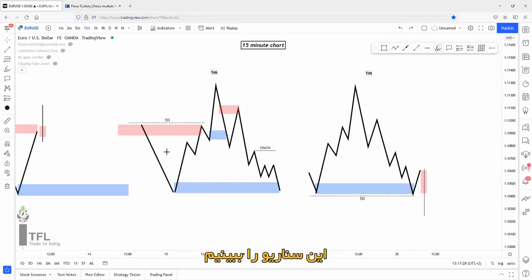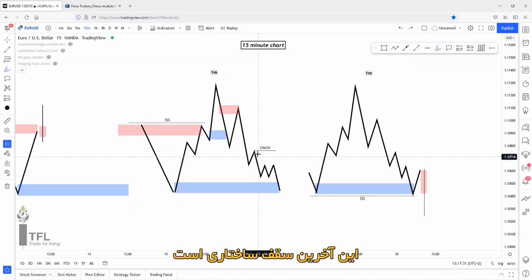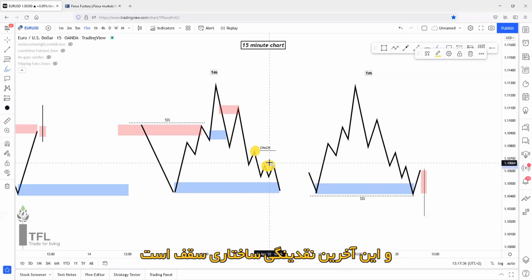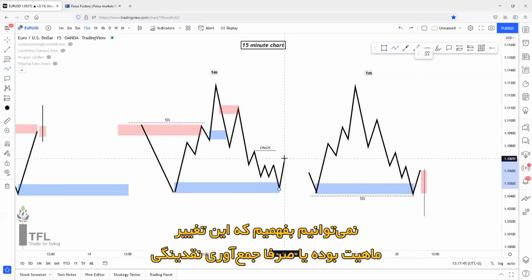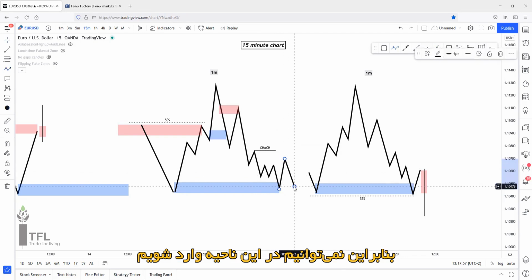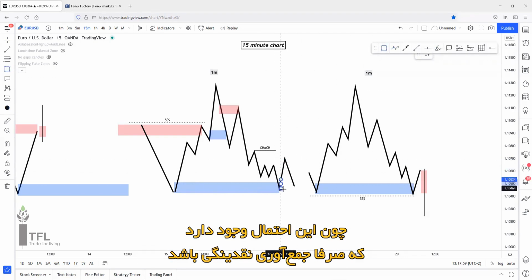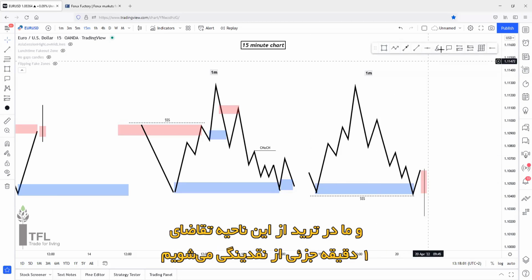Because let's just see this scenario right here. This is the less recent structural high point. This is the less recent liquidity structural high point. So if price breaks above this liquidity structural high point right here, we won't be able to know if it was just a liquidity sweep or it was a change of character after a tap of this 15-minute zone. So we won't be able to enter on this zone because there's a possibility that this was just a sweep and we'll be swept out from this trade.